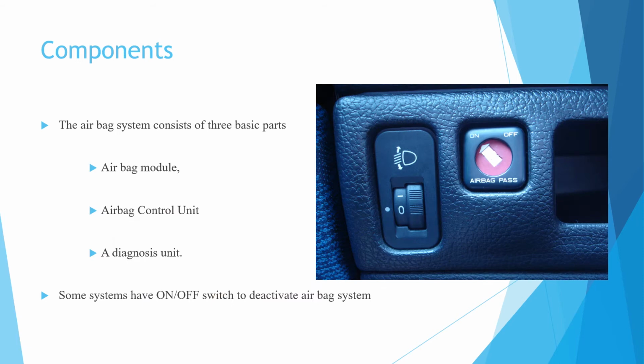After knowing the chemical reaction, now comes the components of the airbag. The airbag system consists of three basic parts: one is an airbag module, second is the airbag control unit, third is a diagnosis unit. Some systems have an on or off switch to deactivate the airbag system.